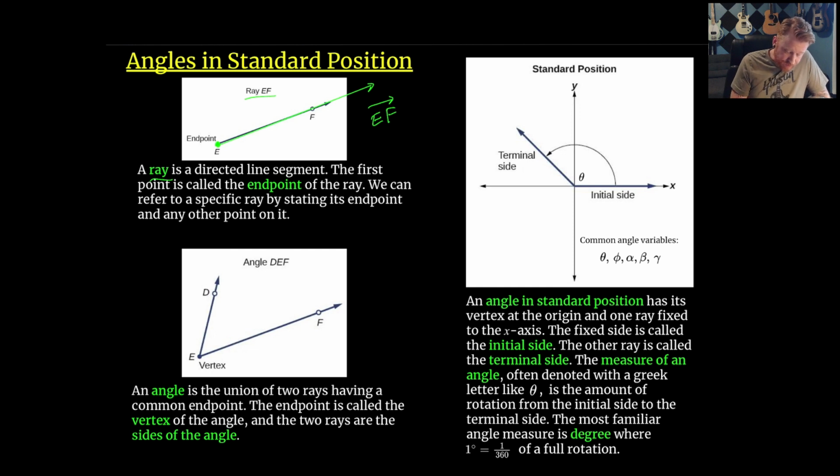An angle, moving on to the next one here, is the union of two rays having a common endpoint. You can see both of these rays have a common endpoint at E. We have the ray EF, and we have the ray ED. Since they have a common endpoint, we can make an angle out of this, and we could say that this is angle DEF.